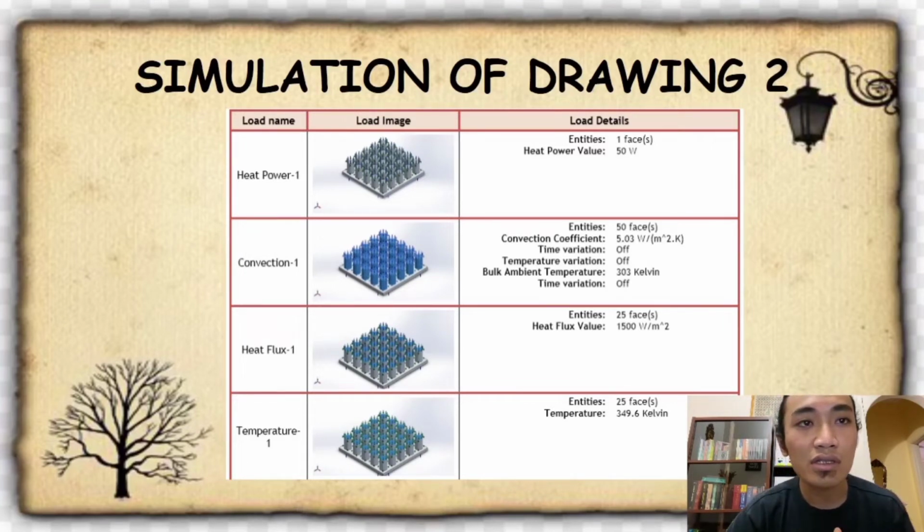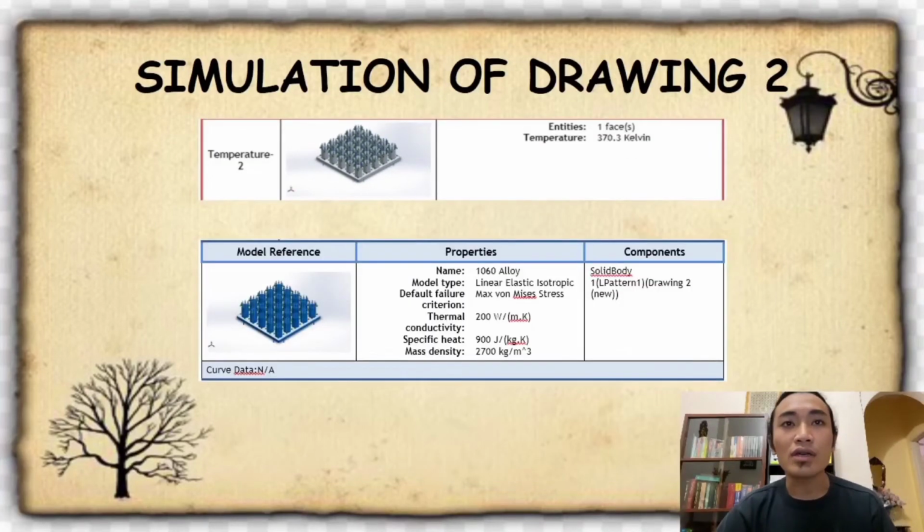Next is the heat flux. The heat flux consists of 25 faces with a heat flux value of 1500 watt per meter squared. For temperature one, entities 25 faces, we get 349.6 Kelvin. For temperature 2, which consists of one face, we get a temperature of 370.3 Kelvin.